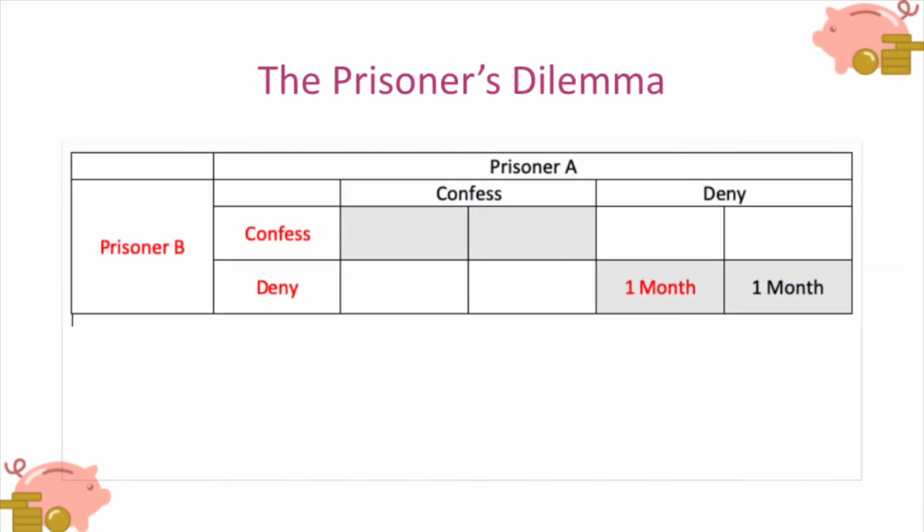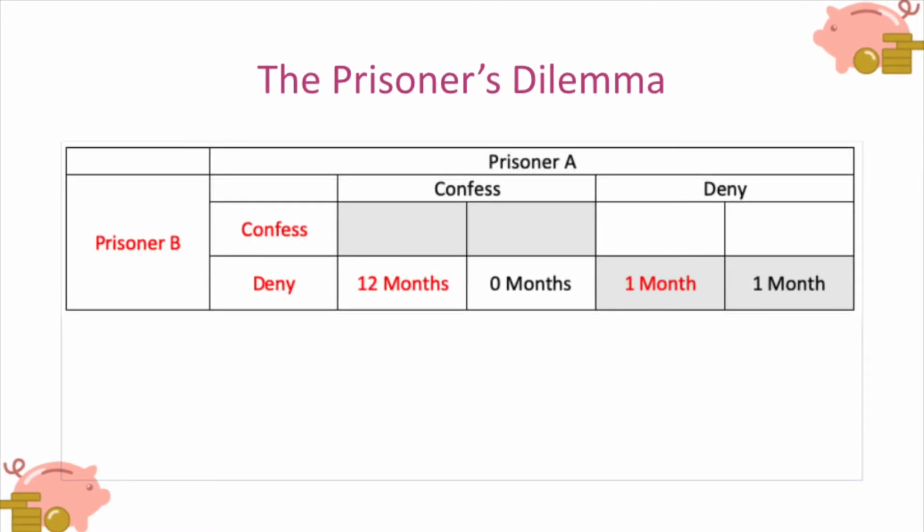So this table shows what will happen if both prisoner A and prisoner B deny. They will both go to prison for a period of 1 month. So we can see there that anything that's in red relates to prisoner B, and anything that's in black relates to prisoner A.